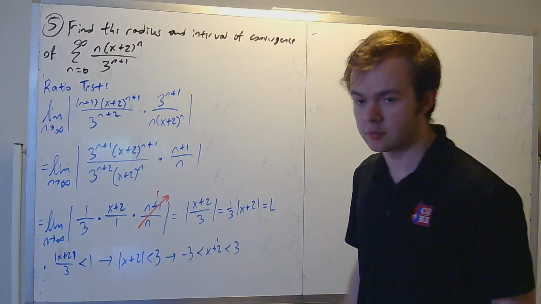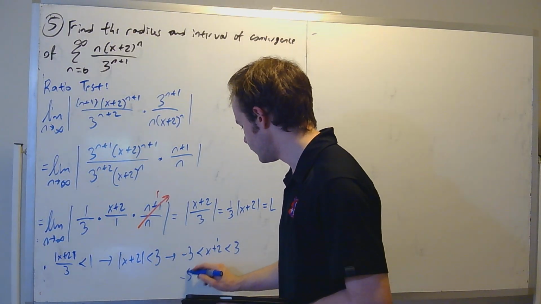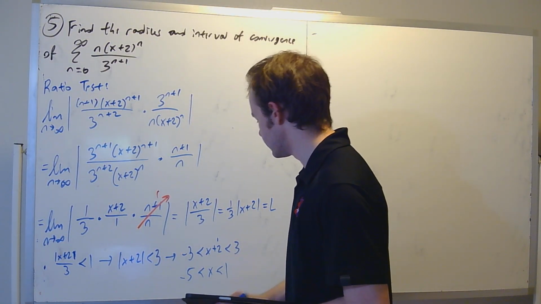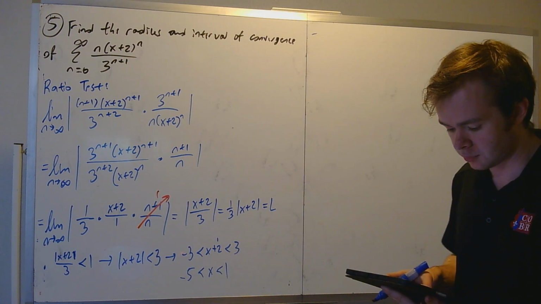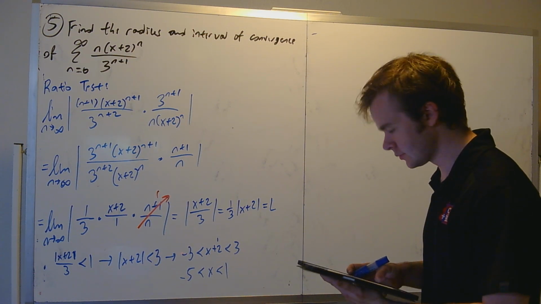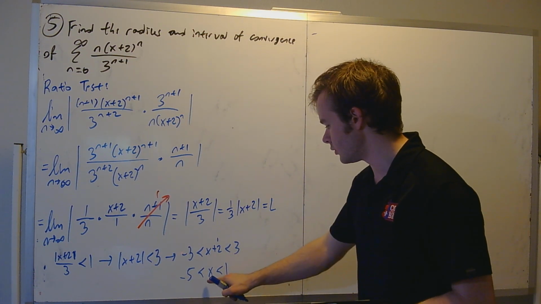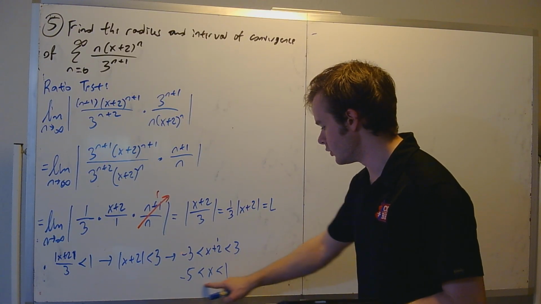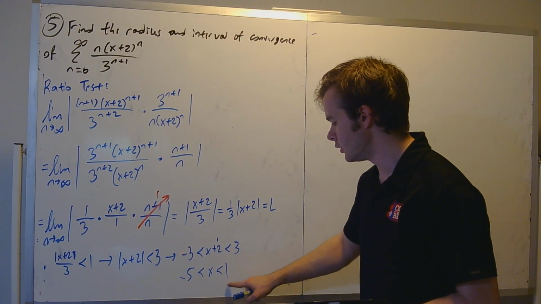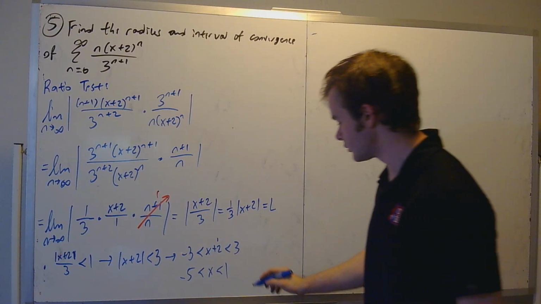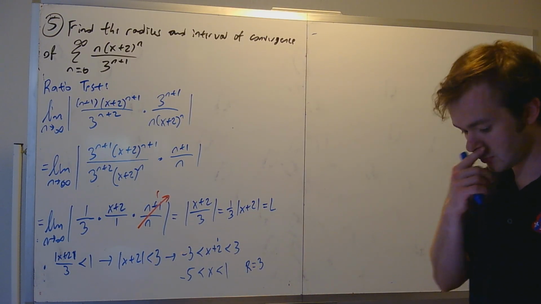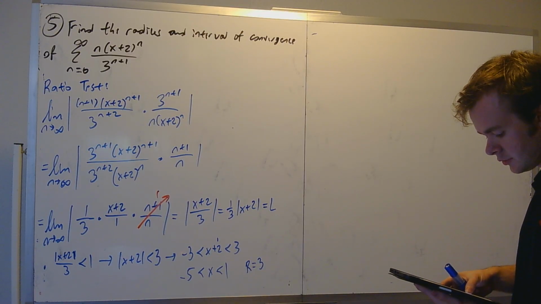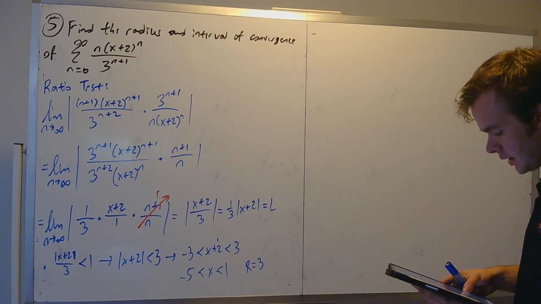And then we subtract 2 from both sides. So negative 5 is less than x is less than 1. So that's going to be our interval, between negative 5 and 1, but we need to figure out the endpoints as well. What this does tell us is, if you look at the length of this interval, it's going from negative 5 to 1, so the radius there is actually going to be 3, because the radius would be half of the length. But now we need to figure out the endpoints.